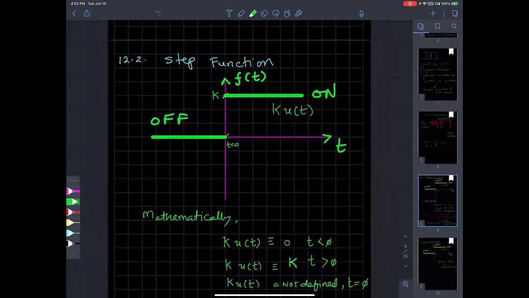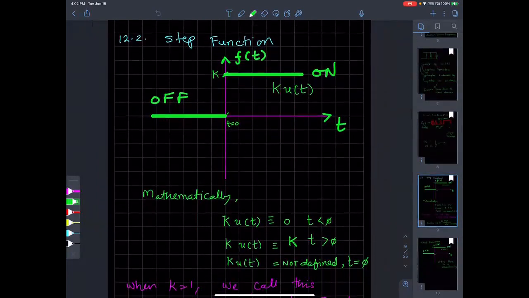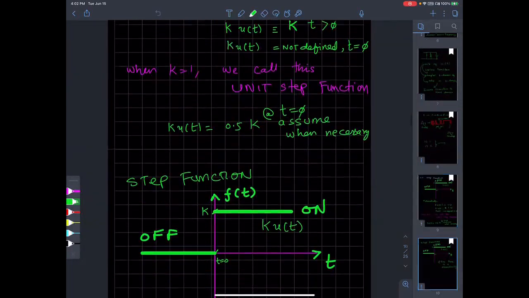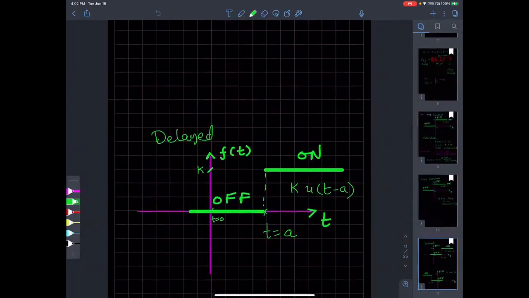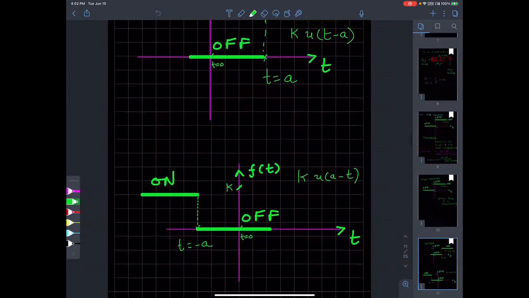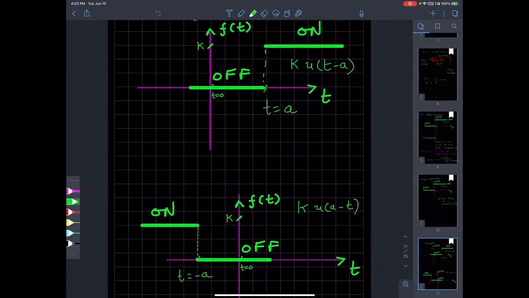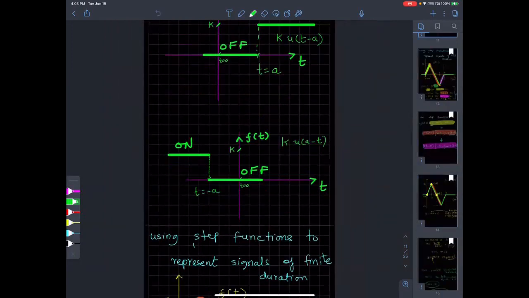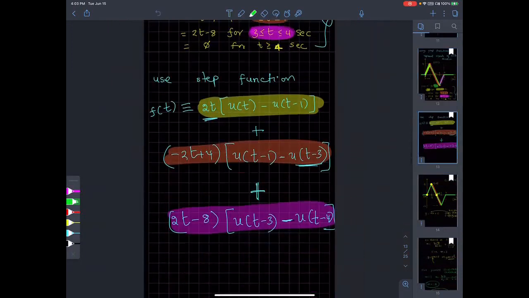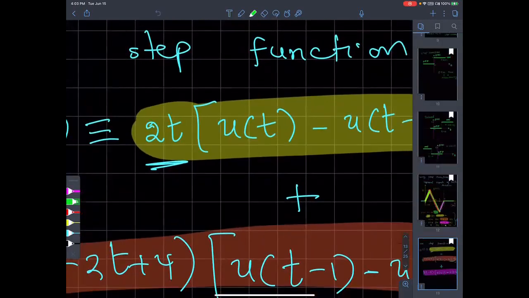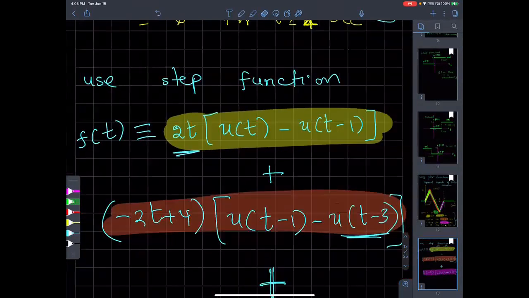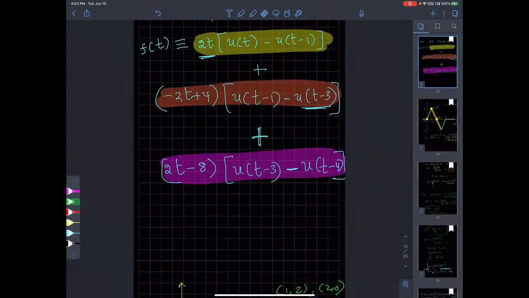Then we looked at a step function and how to write any function, piecewise linear, sine, or other functions that have a particular on and off time using step function. If you do 2t u of t, this u of t turns it on, this minus u of t turns it off. So that's something we will use today in the example problems.